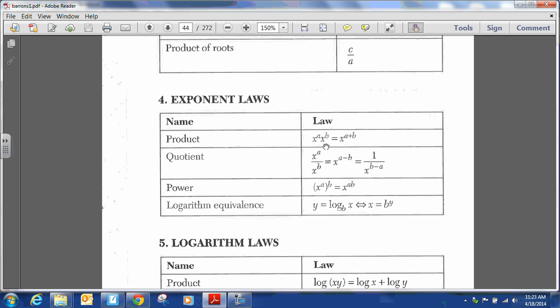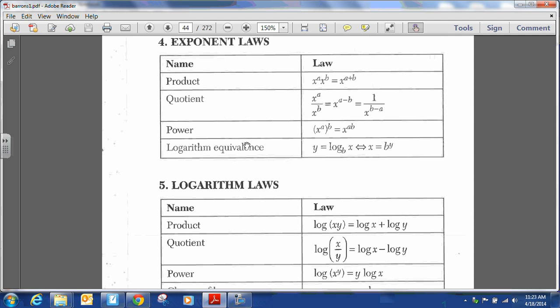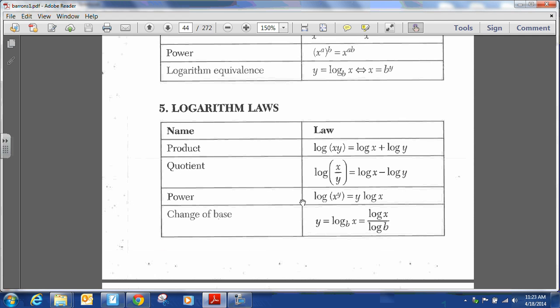These are just your shortcuts, right? So if you have x to the third power times x to the second power, you're really just adding 3 plus 2 is 5, x to the fifth power. That's all that means. And quotient division is the opposite. You're just subtracting. Okay, the power law basically says you multiply powers, and the logarithm equivalence, you already know this, you go around the world. B to the y power equals x.